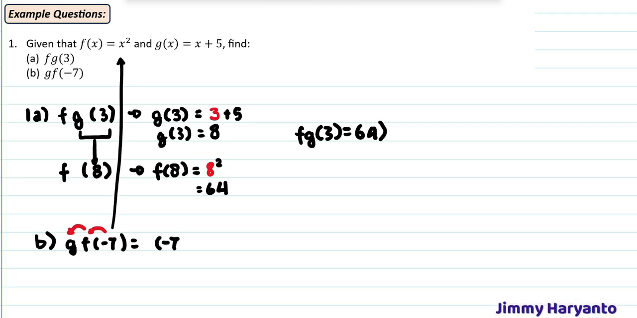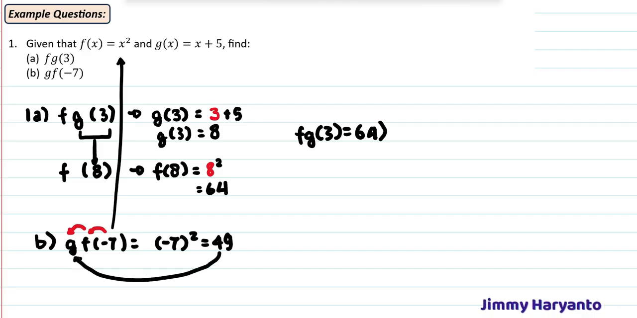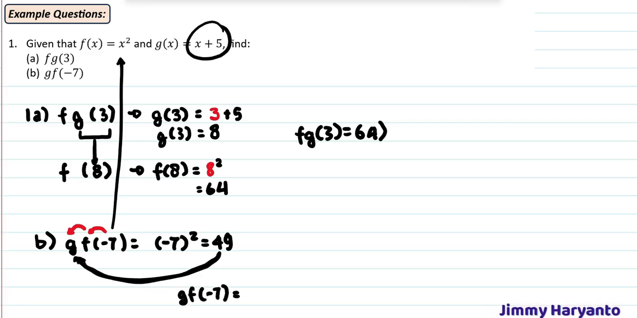So you'll have negative 7 to the power of 2, which equals 49, and then just input the 49 into the g. So you will have gf negative 7 equals 49 plus 5 equals 54. There you go. This is our final result. As simple as that.